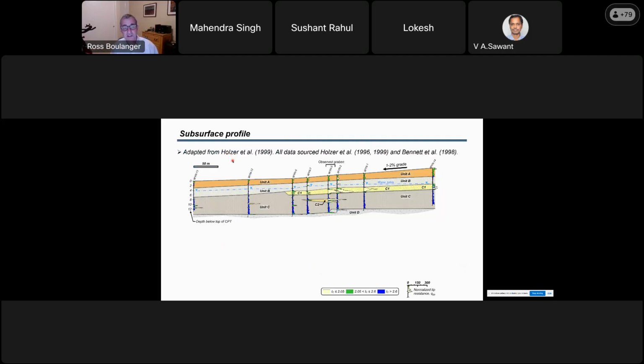This is the cross section. It comes from work by Tom Holzer and Michael Bennett, the USGS. We source all their data, and they are very, very generous in sharing it. This lower unit C is a clay. It's not going to be our problem. The problem layer is this layer C1 in yellow. They map this layer as the problem layer for liquefaction in the Northridge earthquake.